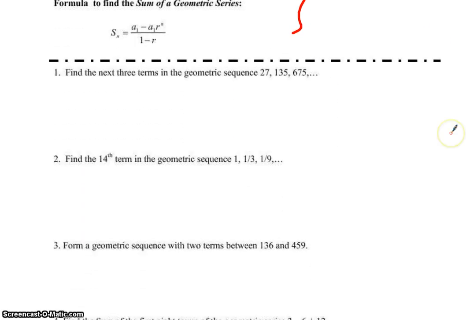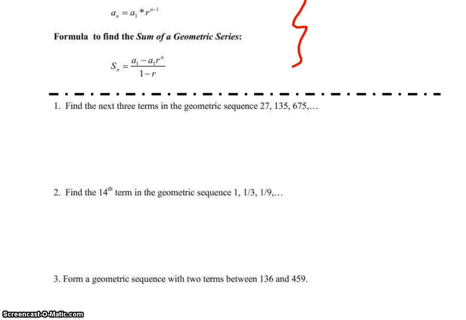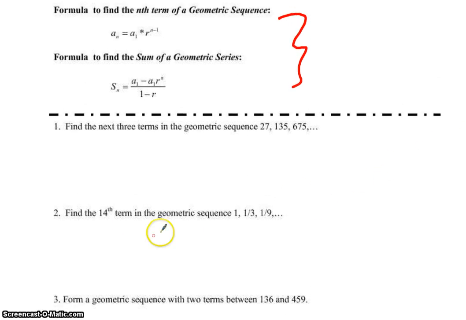So looking at number 1, find the next three terms in the geometric sequence 27, 135, 675. Okay, the first thing you need to do is figure out what your r is. So take two terms and divide. Take 135 and divide by the term before it, which is 27. And 135 divided by 27 is 5. So r is equal to 5.